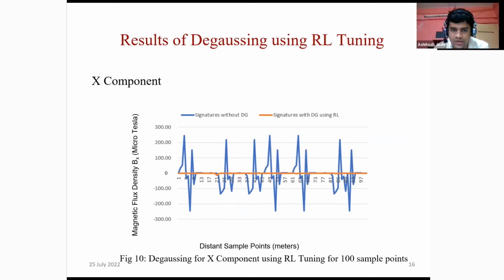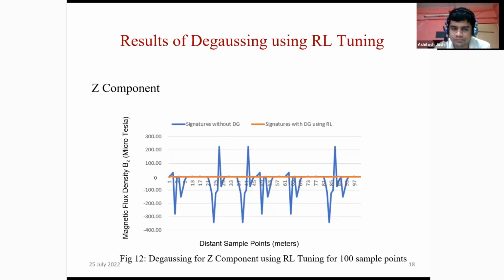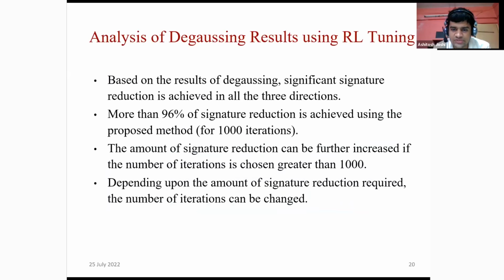This is for the X component. I have given a comparison without degaussing and with degaussing both. This is for the X component, Y component, and Z component. So to summarize, I have presented the data in tabular format. If we see in all the three directions, we are getting an accuracy of about 96% and an average accuracy of 96.75% of signature reduction, which is a very high value. So that is what I have mentioned here.